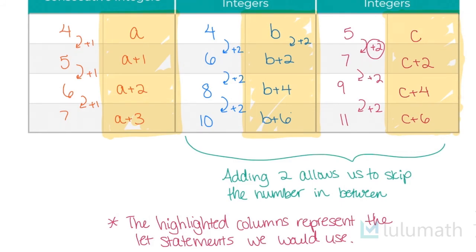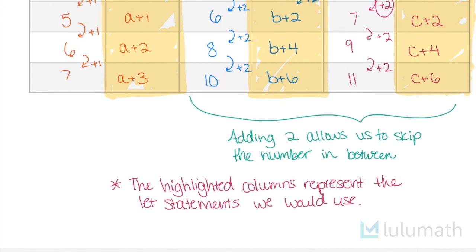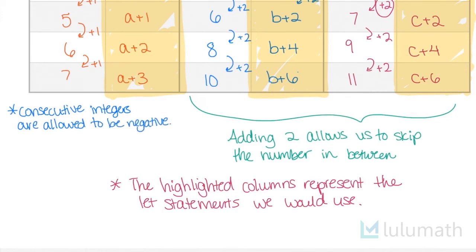I just want to mention one more thing really quickly, and that is that our consecutive integers are allowed to be negative. The only thing that they're not allowed to be is not whole numbers, right? But we have to be careful about our negative consecutive integers because we have to think about the order that these numbers go in on the number line.